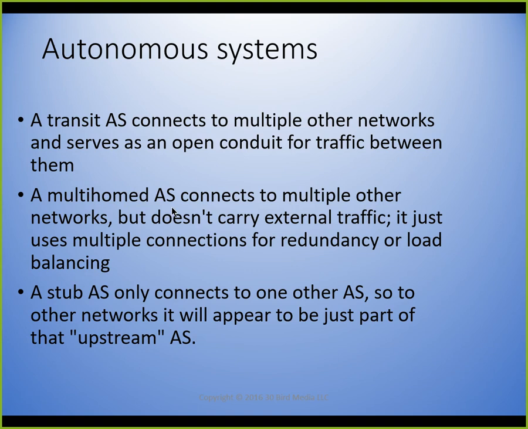Multi-homed autonomous system connects to multiple other networks, but doesn't carry external traffic. It just uses multiple connections for redundancy or load balancing. So we can have multiples for this, and BGP can be an internal gateway protocol if you want. It's much slower than the other ones, and it is more difficult to configure. A stub autonomous system connects to only one other autonomous system.